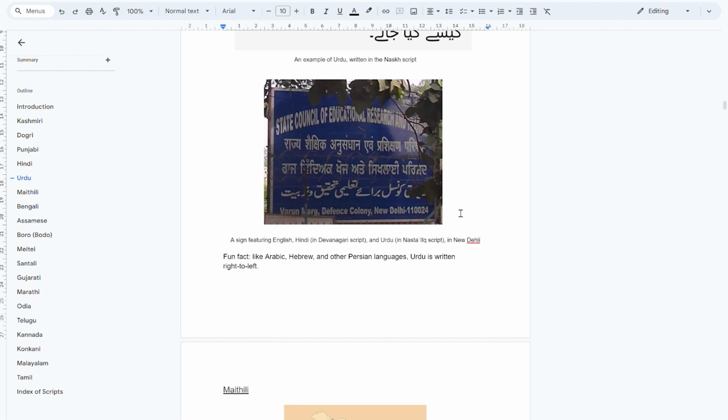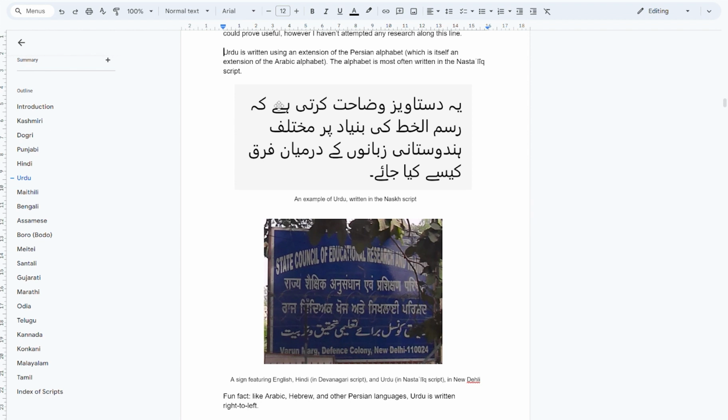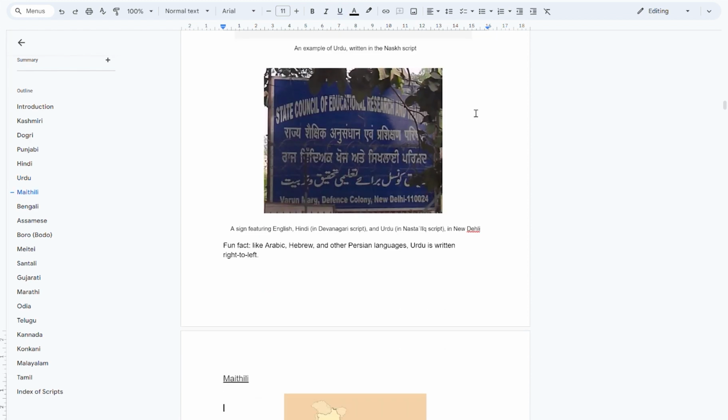Also, fun fact, Urdu, like other Arabic and Persian languages and also Hebrew, is written right to left. So you can see in the example here, it's written going from the right to the left rather than most other Indian languages. Obviously, Urdu is pretty recognizable using that distinct Perso-Arabic script, but unfortunately it isn't very useful for GeoGuessr purposes because you tend to find it in a lot of places, especially in big cities.